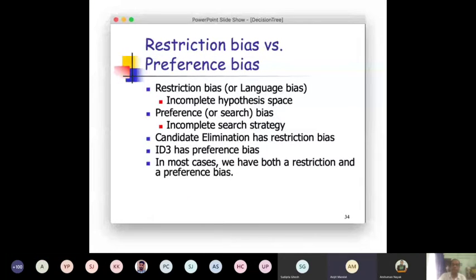Sir, can you explain once again how this language bias creates an incomplete hypothesis space and the search bias preference creates an incomplete search strategy? Yeah, have you understood the concept learning part with the candidate elimination algorithm? Yes, sir. So in that, I understand.